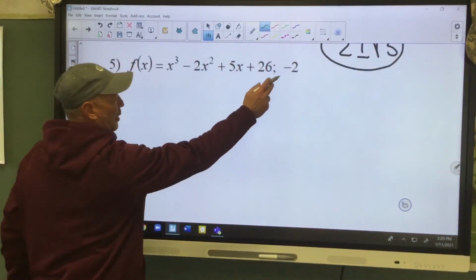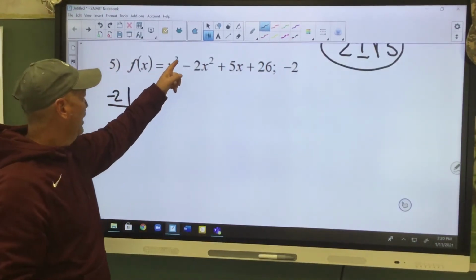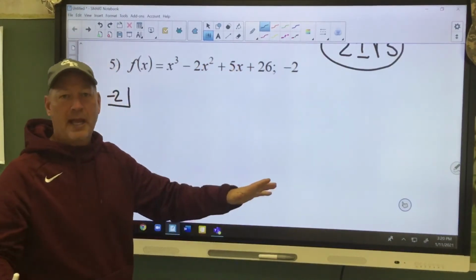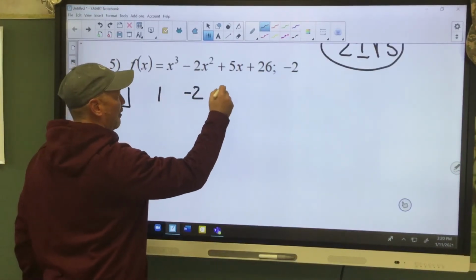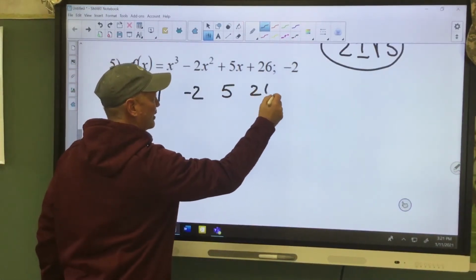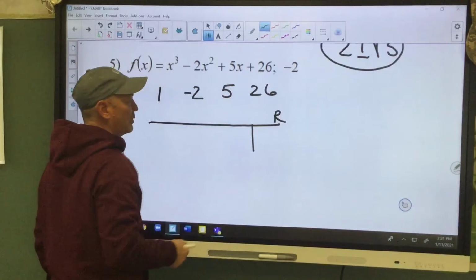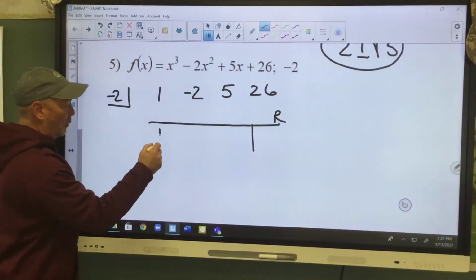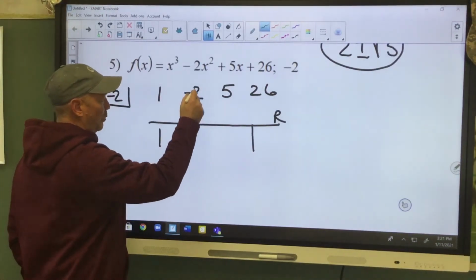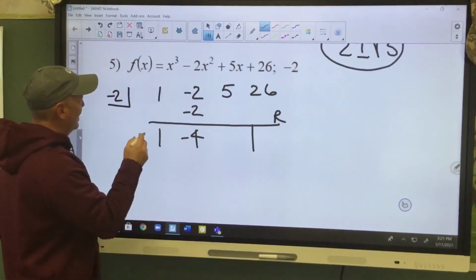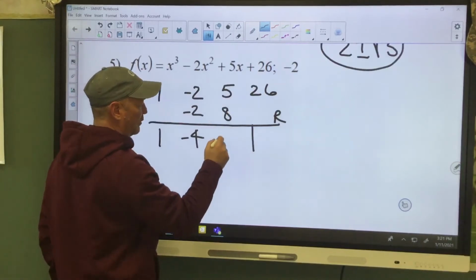All right. So here's my -2 that we're going to work with. 3, 2, 1, no gaps. We're in good shape. So we're going to say 1, -2, 5, 26. Draw our line, set up our remainder column, and we start our work. Bring down the 1. -2 times 1 is -2, which gives us a -4. -2 times -4 is a +8, which gives me 13.